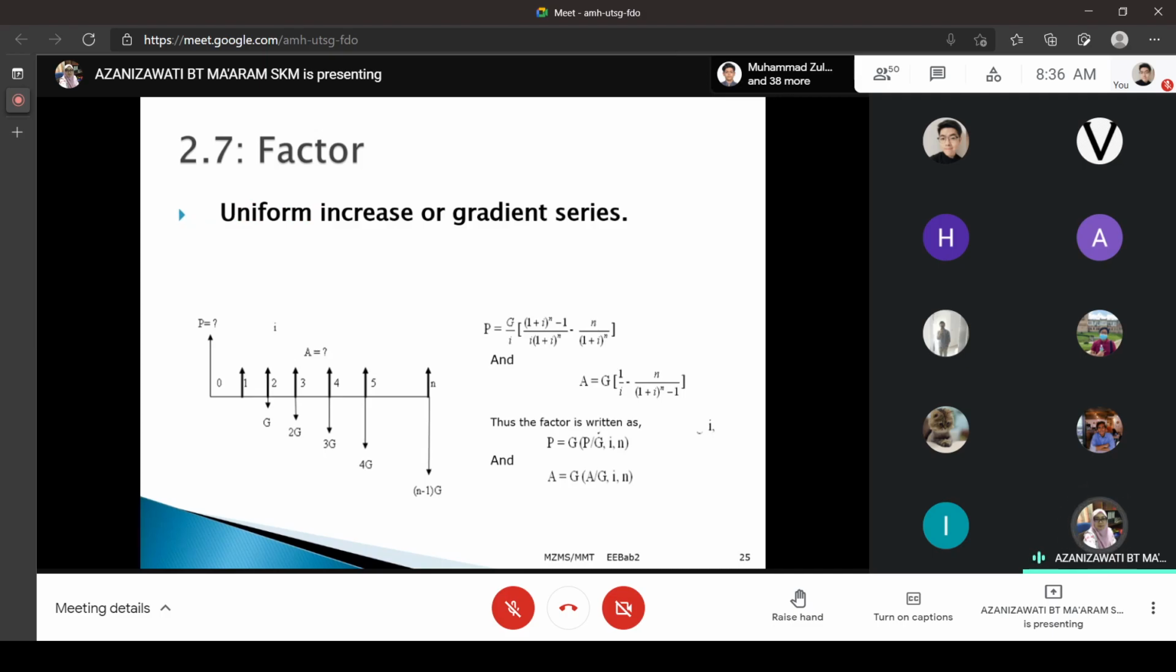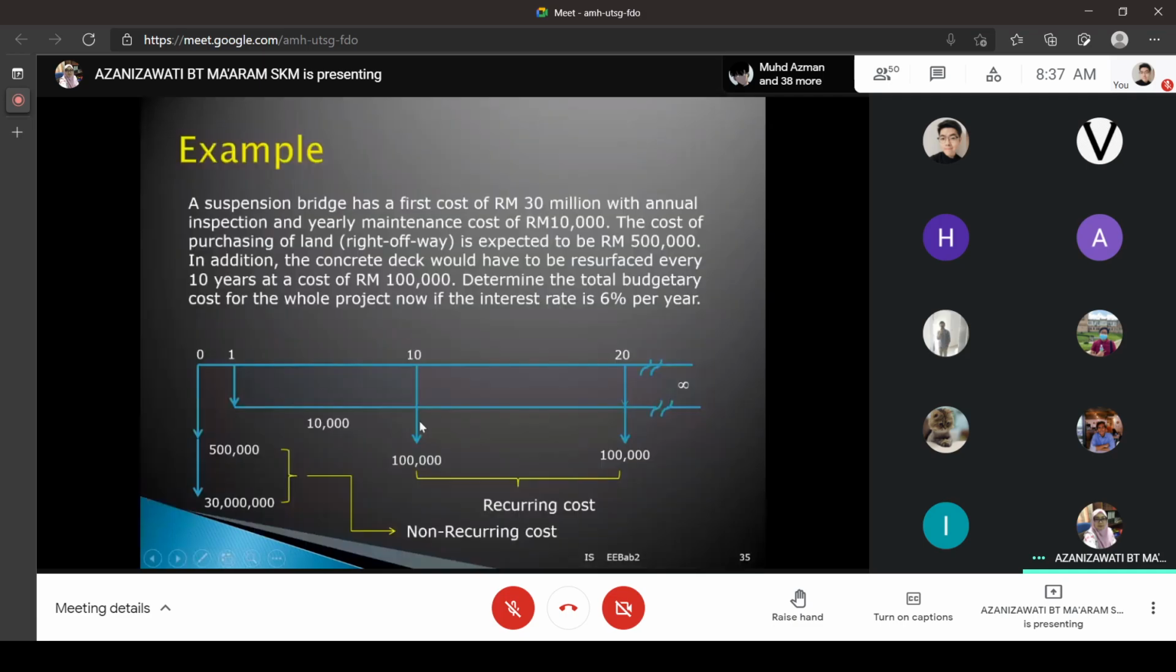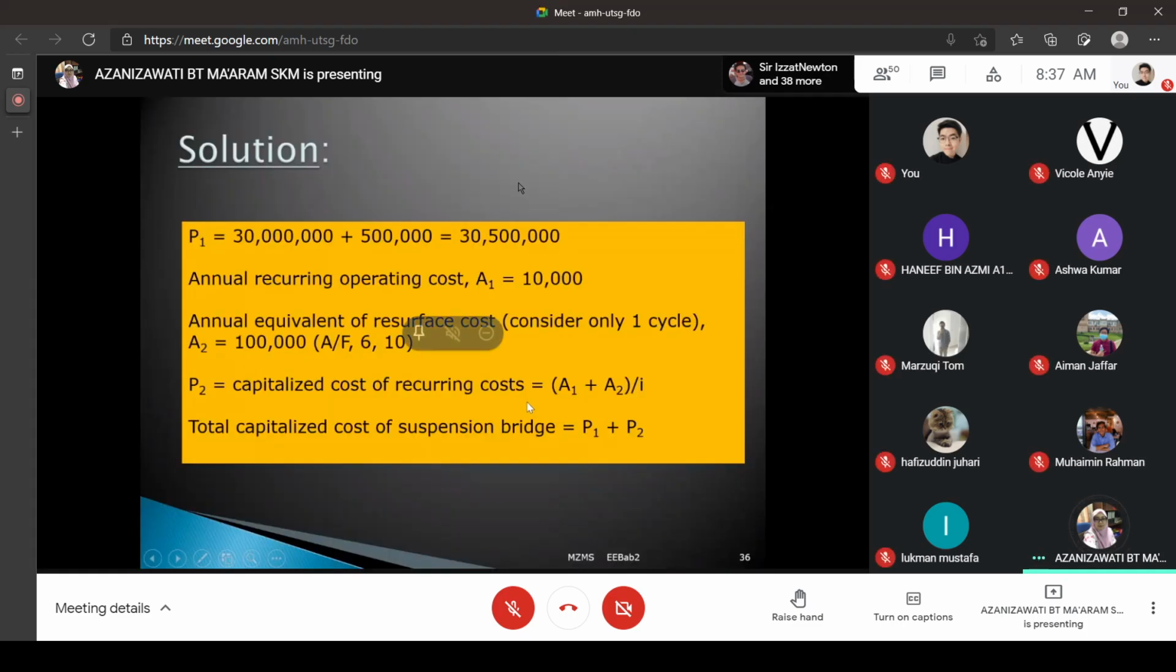So afterwards, you combine A1 plus A2. So divide by I for the capitalized cost of recurring cost.